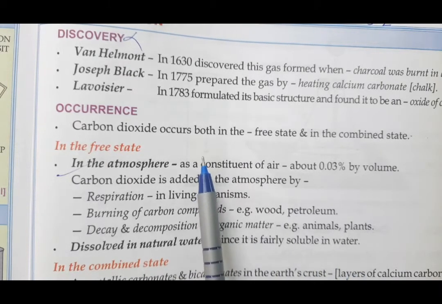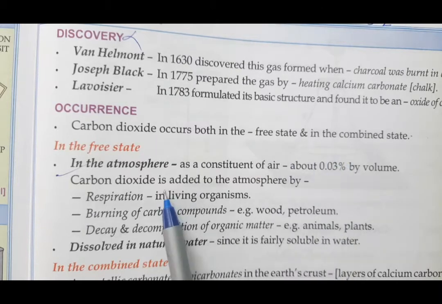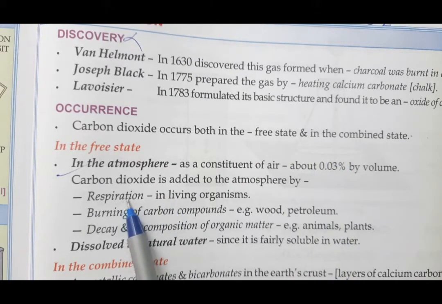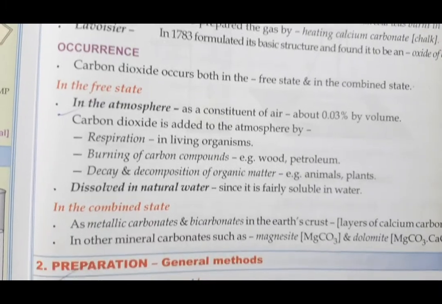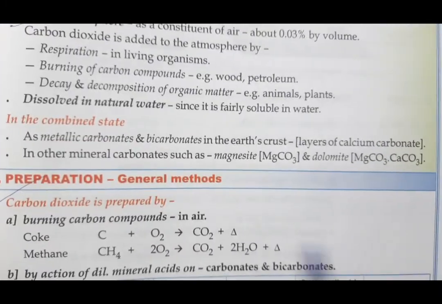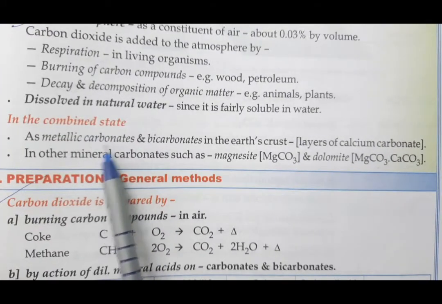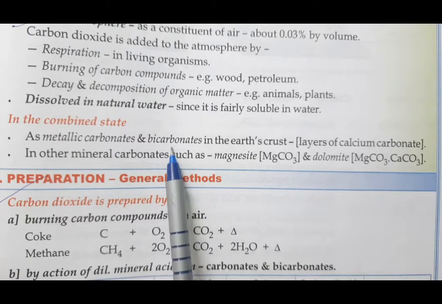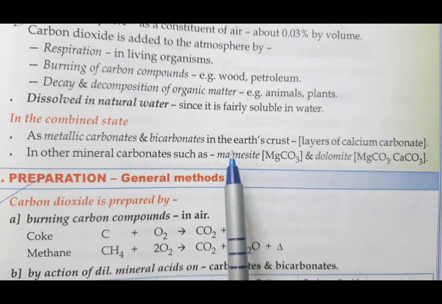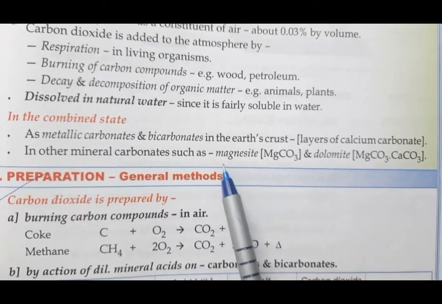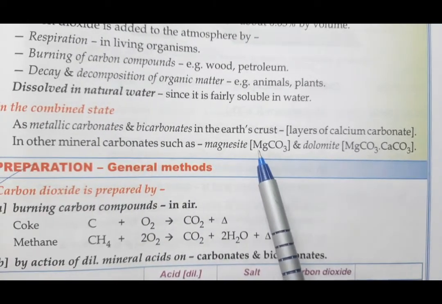So do remember its occurrence. It can exist in free and combined state. In free state, we exhale it out during respiration, it is produced by burning of hydrocarbons, that is carbon compounds, and by decay and decomposition of organic matter, and it is fairly soluble in water. In combined state, carbon dioxide exists in the form of carbonates and bicarbonates in the earth's crust. From carbonates and bicarbonates, we always get carbon dioxide gas. And there are some carbonate compounds from where we can get carbon dioxide.